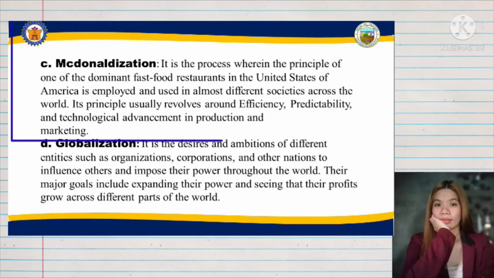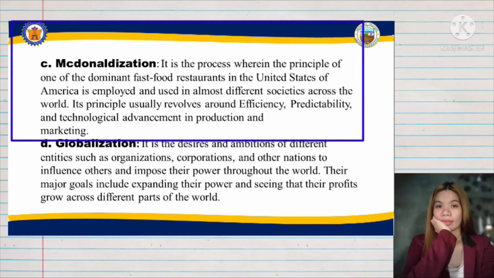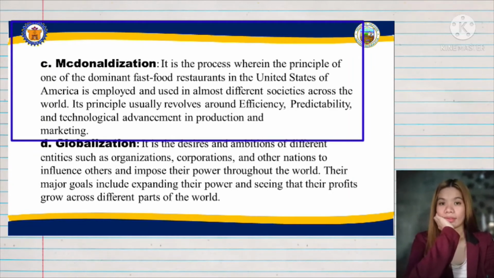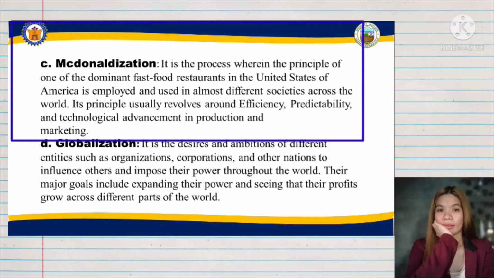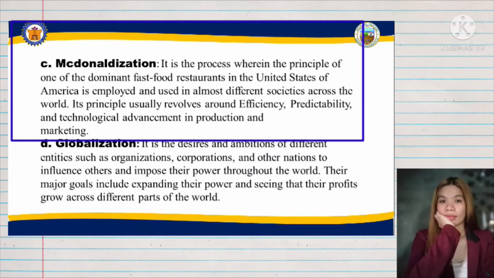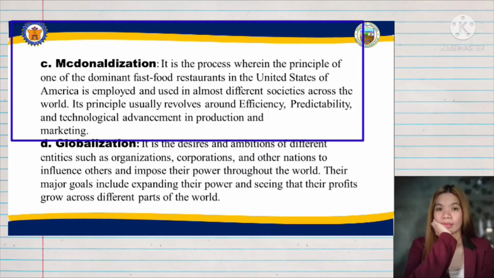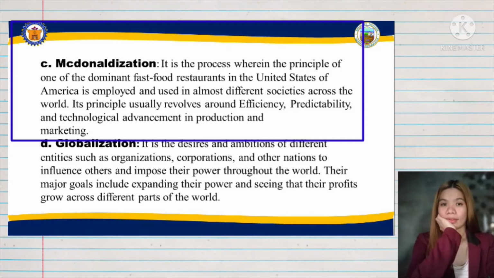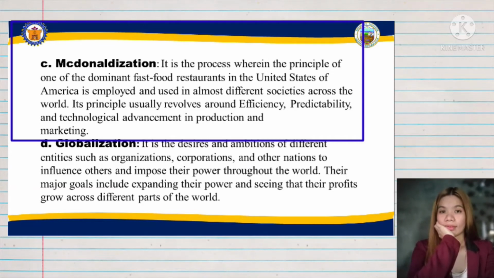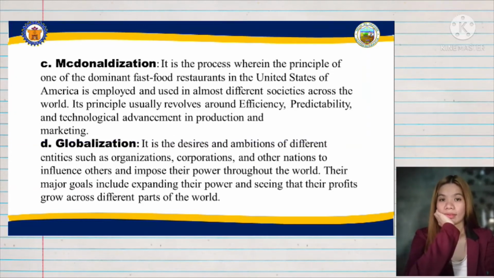McDonaldization is the process wherein the principles of one of the dominant fast food restaurants in the United States of America are employed and used in almost different societies across the world. Its principles usually revolve around efficiency, predictability, and technological advancement in production and marketing.